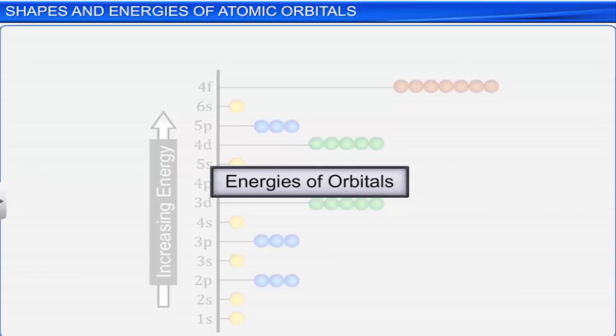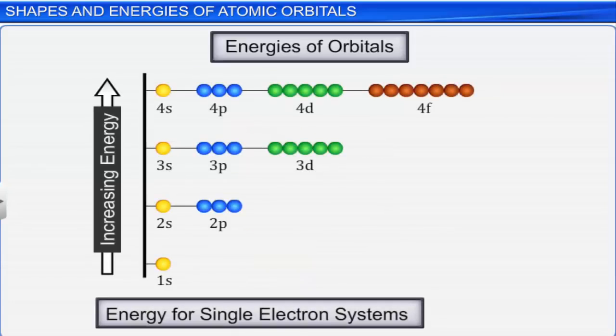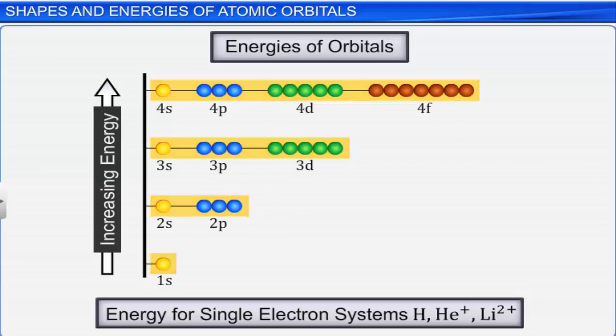Let's now have a detailed look at the energies of orbitals. As stated earlier, in general, the energy of the orbitals increases with the principal quantum number, and the energies of all the orbitals belonging to a subshell remain the same in the ground state. For single electron systems, such as hydrogen and other isoelectronic species, such as unipositive helium ion and dipositive lithium ion, the energies of all the orbitals for a given value of n are the same, irrespective of the subshell in which it is present, s, p, d, or f.